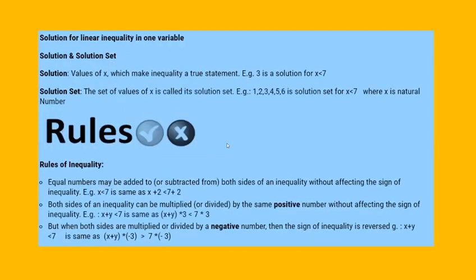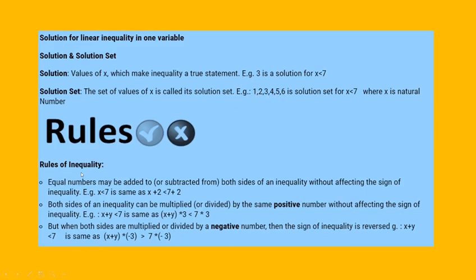Now, how can we solve an inequality in one variable? A solution is a value of x which makes the inequality a true statement. For example, 3 is a solution of 4x < 7. We consider values of x less than 7, not 7. If the solution set is for natural numbers, which run from 1 to infinity, but less than 7, we need to consider 1, 2, 3, 4, 5, 6.